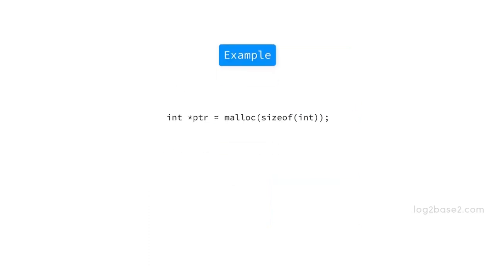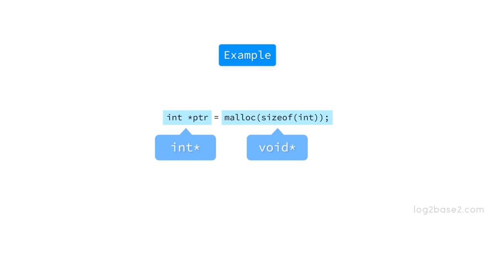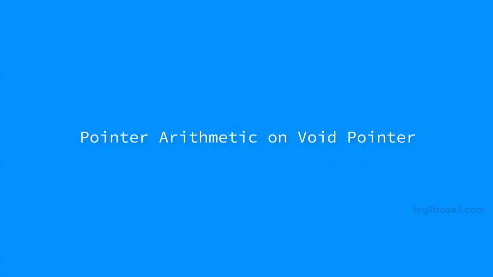As the malloc function returns void star, we need to typecast it to the required type. But in C, typecasting is done implicitly by the compiler. This is how we can use a void pointer to create a generic function or program which will work for any data type. Now, let us discuss pointer arithmetic on void pointers.